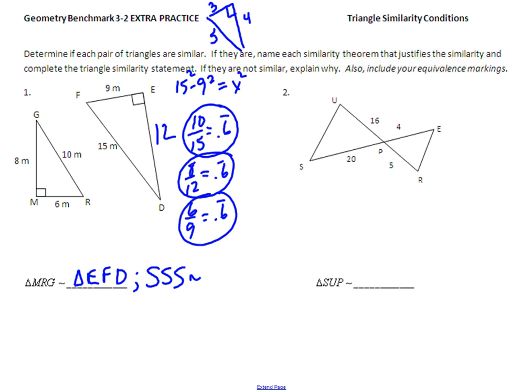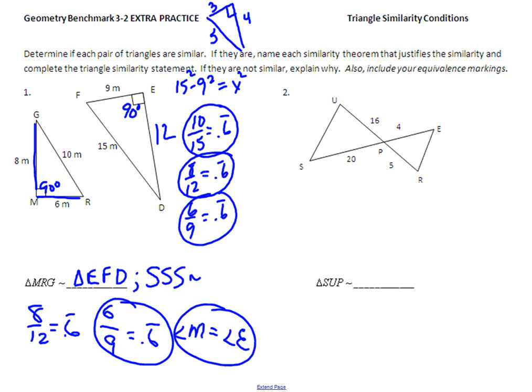If I chose to use that right angle instead of all three sides, I could have done the 8 divided by 12 and gotten the ratio, and on the other side, so that we have this side and this side here, the 6 divided by 9, and then just the right angle. If I label this as 90 and 90 or mark them equal, then I could say angle M equals angle E.